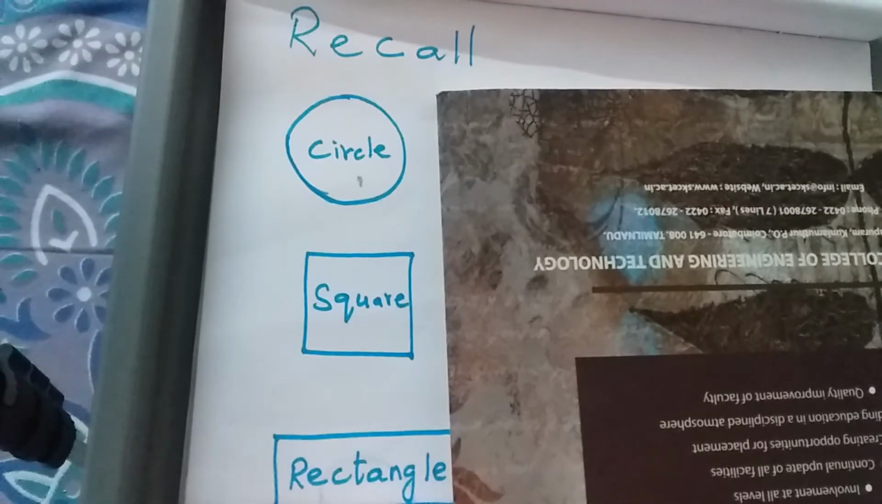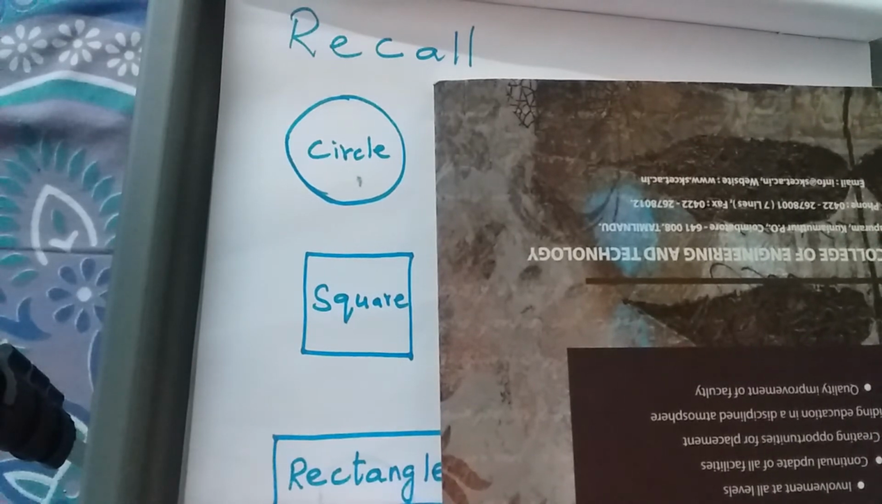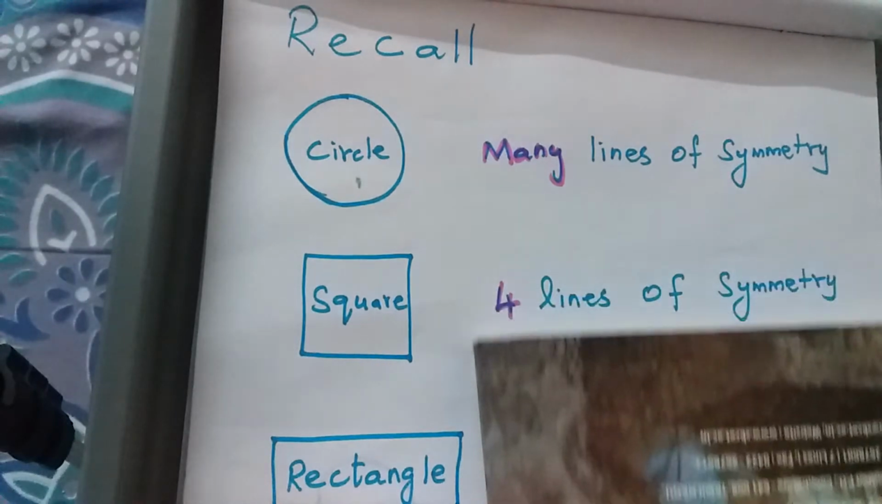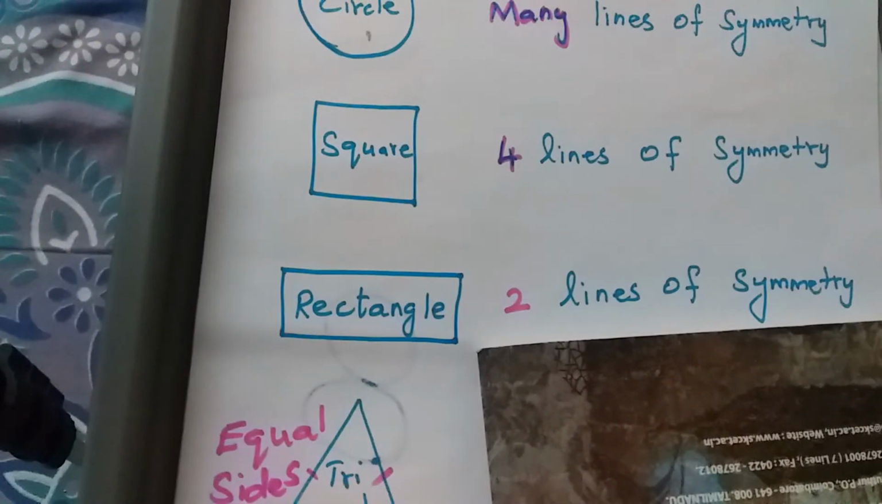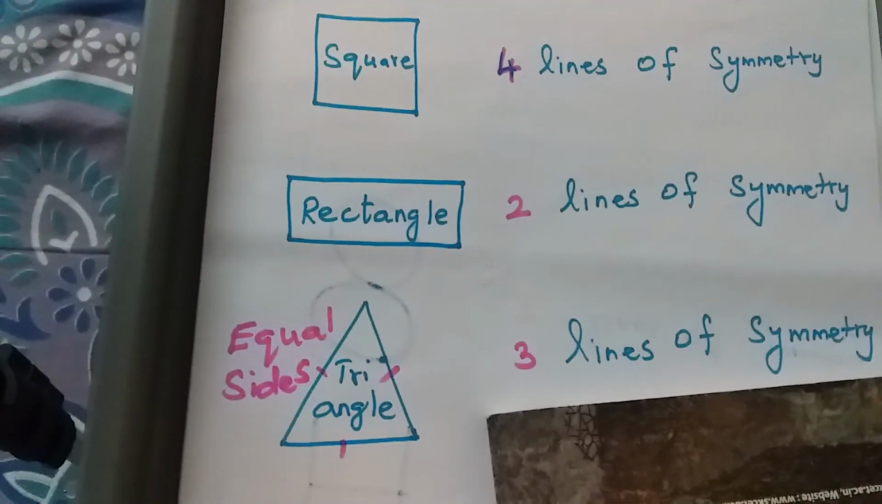Okay. Now let us quickly recall what we have studied. So how many lines of symmetry does a circle have? Guess quickly. Yes, many lines of symmetry. Square, 4 lines of symmetry. Rectangle, good, 2 lines of symmetry. Triangle, where all the sides are equal, 3 lines of symmetry.